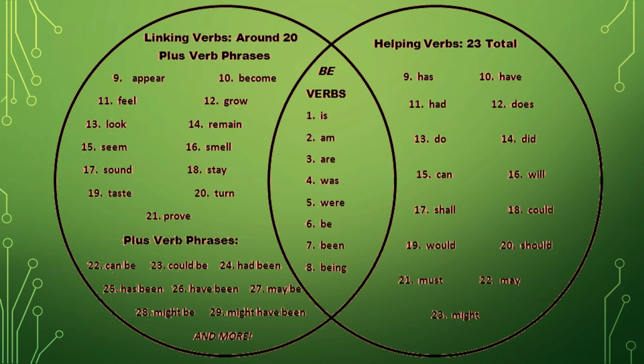Understand? Okay. Plus verb phrases: can be, could be, had been, has been, have been, may be, might have been. These are all verb phrases. And here we can say possessive, linking verbs, helping verbs, and modals also. I told you already: to be, to do, to have, those are what we call auxiliary verbs. And modal auxiliaries can, could, might, may, shall, should, based on the present tense and past tense.